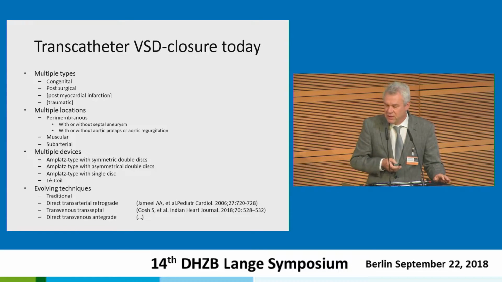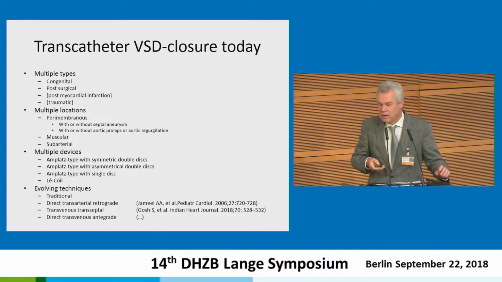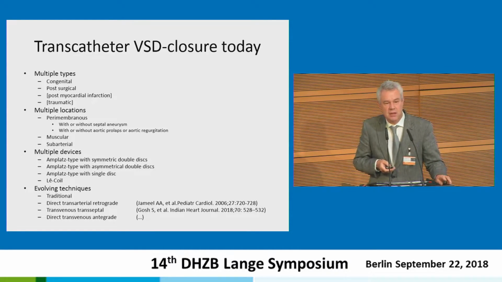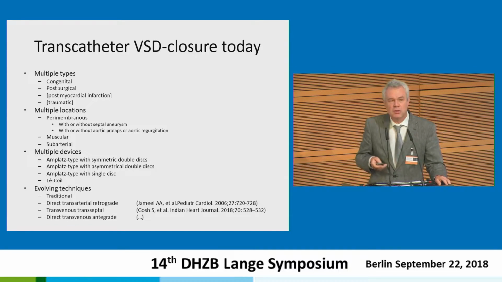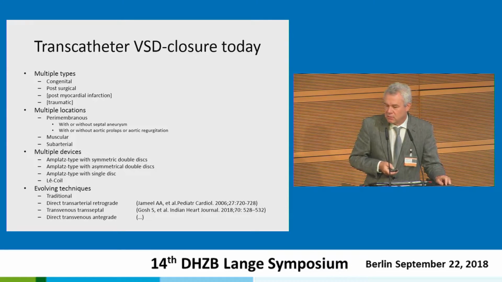And we have evolving techniques. We have the traditional technique by Locke. We have direct transarterial retrograde access, which was already described in 2006, but not many people did it because the sheath was very large and very stiff. But now with the small ADO2 devices, many people do the direct transarterial retrograde access already in infants, because you need only a 4 French or 5 French catheter and not anymore a 6 French or 8 French sheath. So that's much smaller.